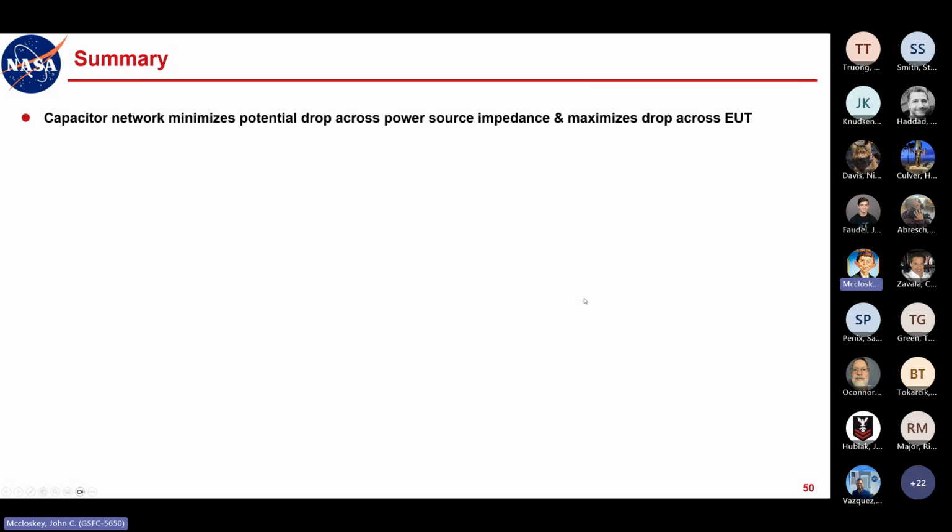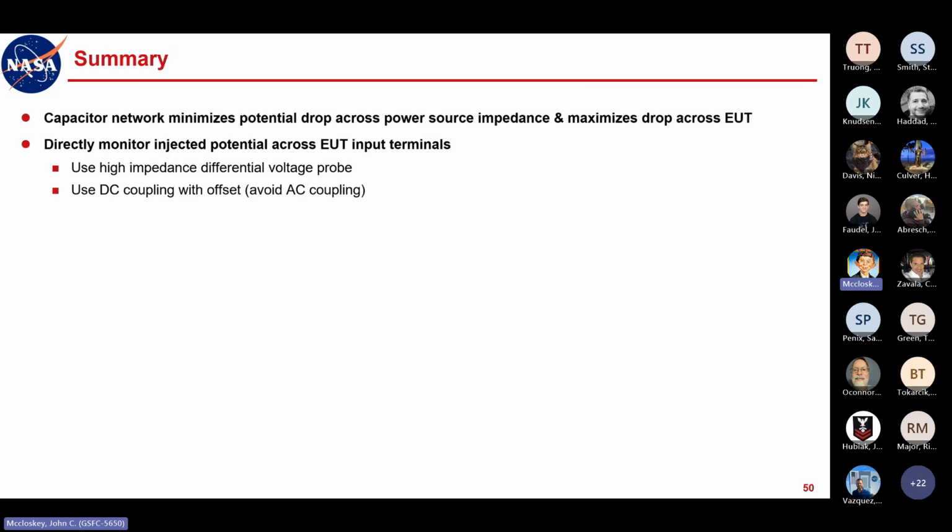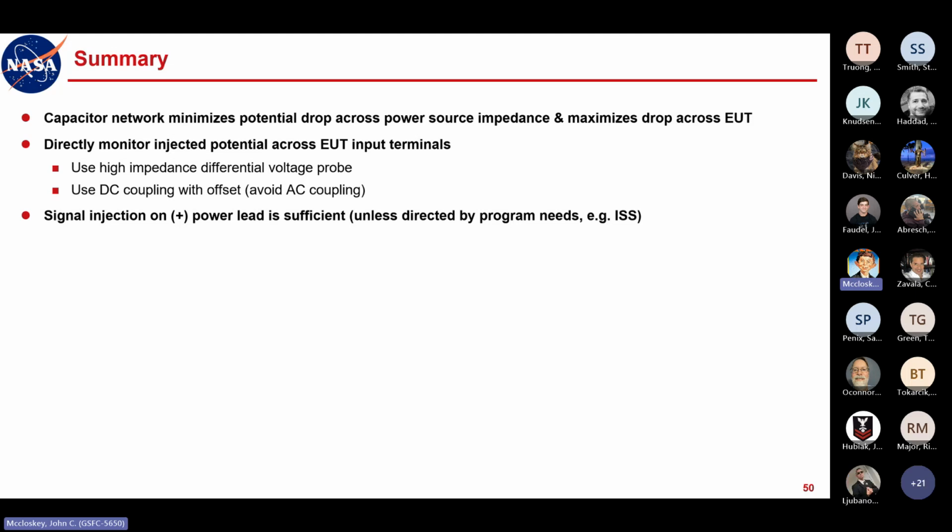And to summarize, the capacitor network minimizes the potential drop across the power source impedance, and it maximizes the drop across the EUT, which is what you want. You want ideally all of the energy that you're injecting to go across the EUT. You want to directly monitor the injected potential across the EUT input terminals, use a high impedance differential voltage probe, and use DC coupling with an offset. Avoid AC coupling. It can fool you and hide things from you. The signal injection on the positive power lead is sufficient unless directed by program needs, such as ISS.